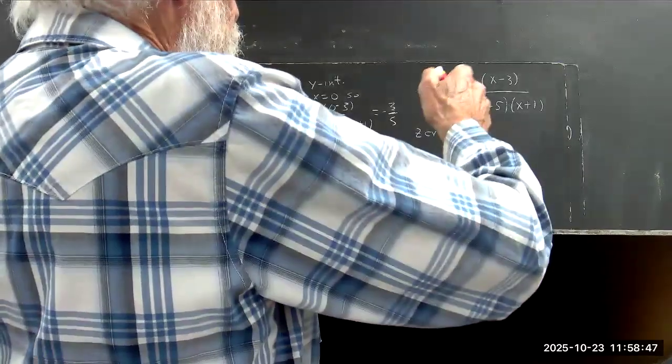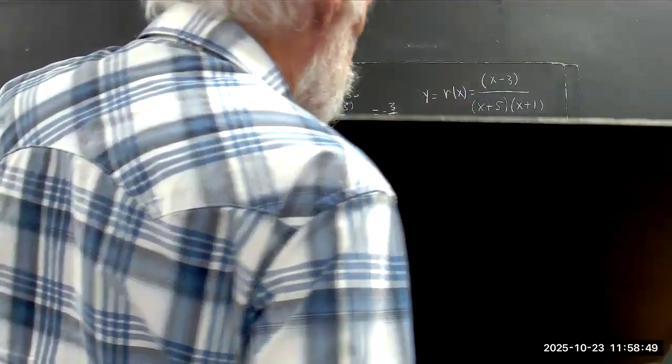Let's just take the function we just graphed, that I just covered up. X minus 3 over x plus 5 times x plus 1.